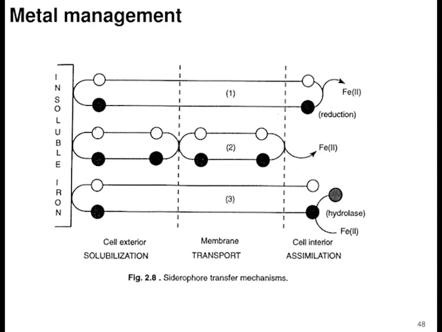Okay, so the mechanism by which the siderophore-bound iron is transported into the bacterial cell. The first method, okay, siderophore. This is the apo siderophore. It can be either catechol or hydroxylate. Okay, this is the cell interior. This is the cell membrane. This is the cell exterior. That means it's the bloodstream.